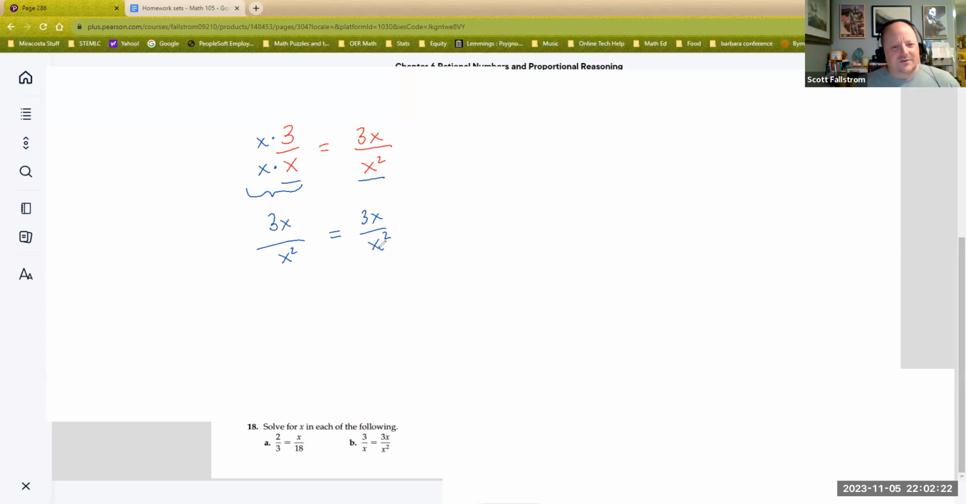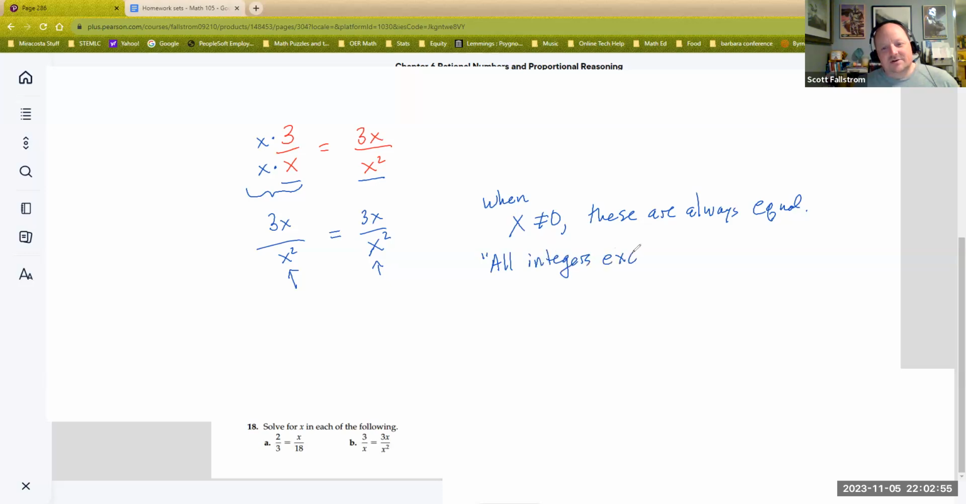And again, this is something that we have to realize whenever we're dealing with fractions: the denominator cannot be 0. And anytime you have a variable in here, like here we have x on the bottom, we just have to say, look, when x does not equal 0, these are always equal. Okay. So you could also say all integers except 0. That would work.